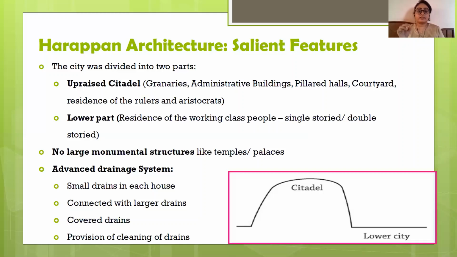This was again the next most remarkable feature of Harappan civilization after the use of burnt mud bricks: the drainage system. There used to be small drains in each house which connected with the larger drains outside their houses. Each house had their own drains which connected with the larger drains.